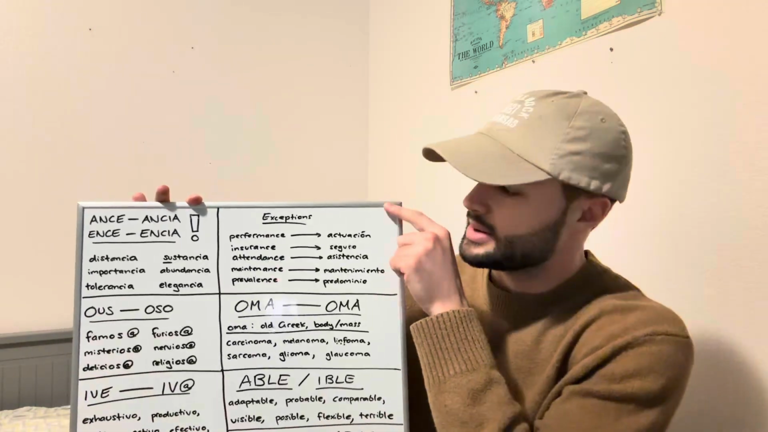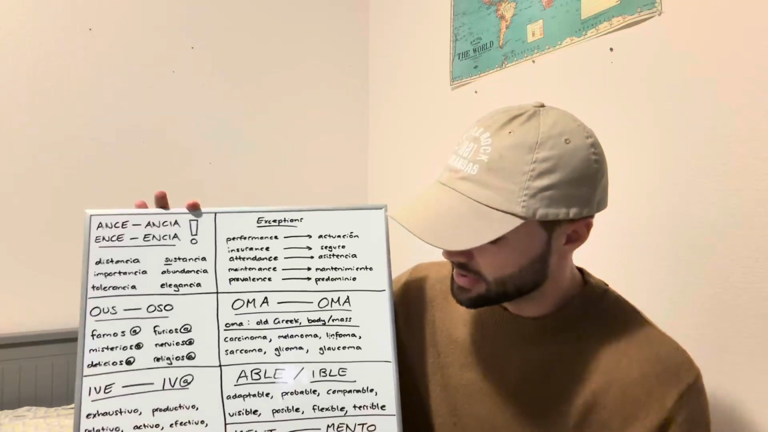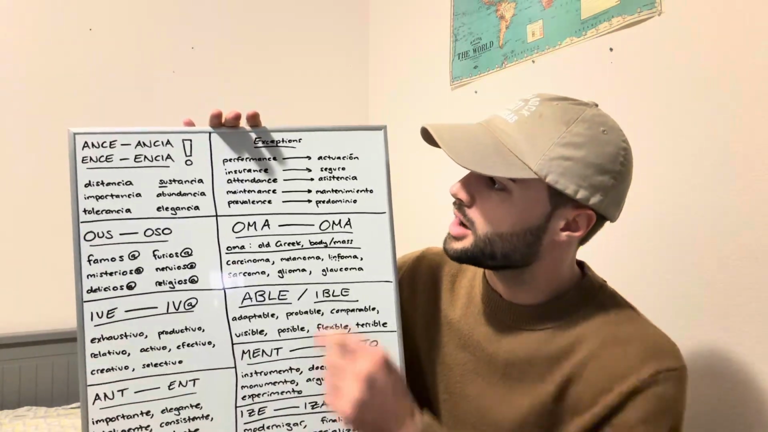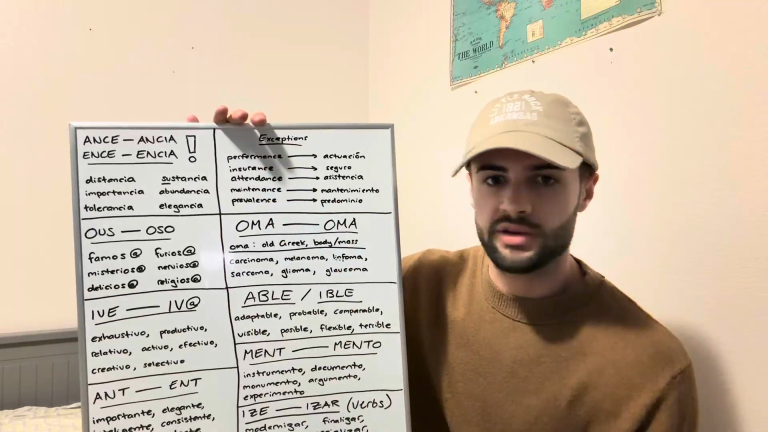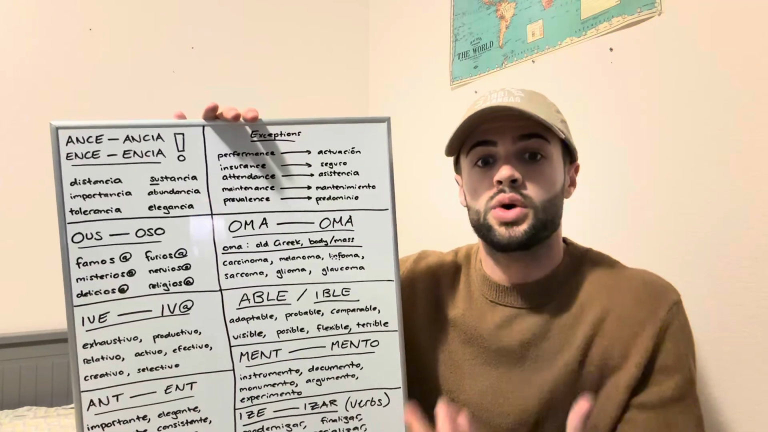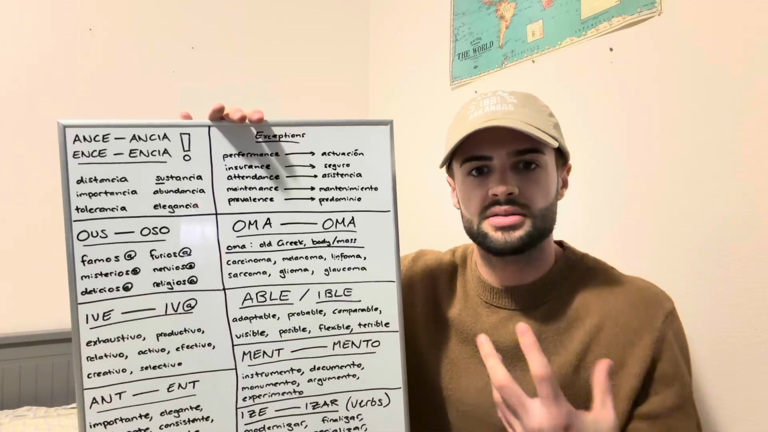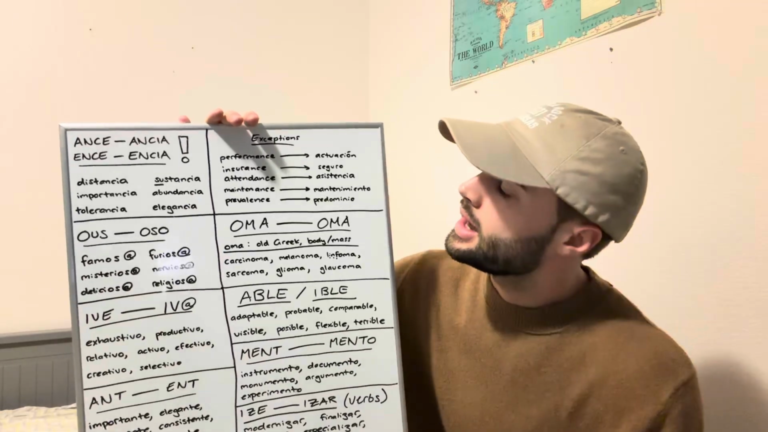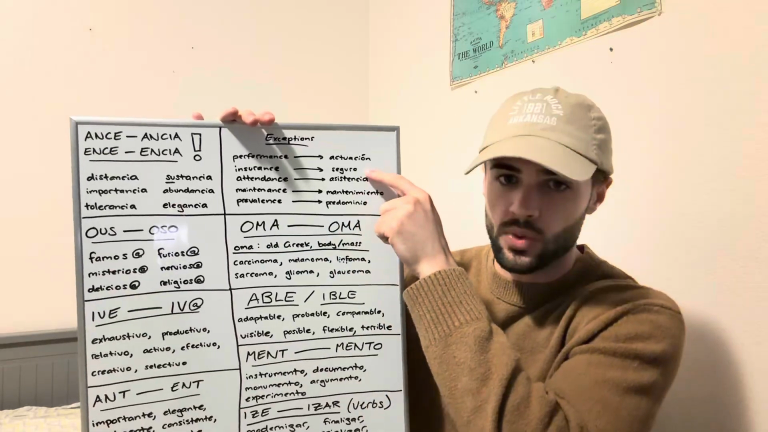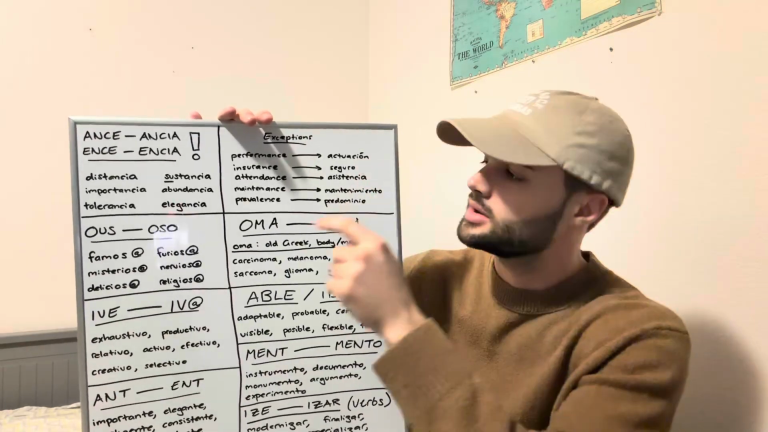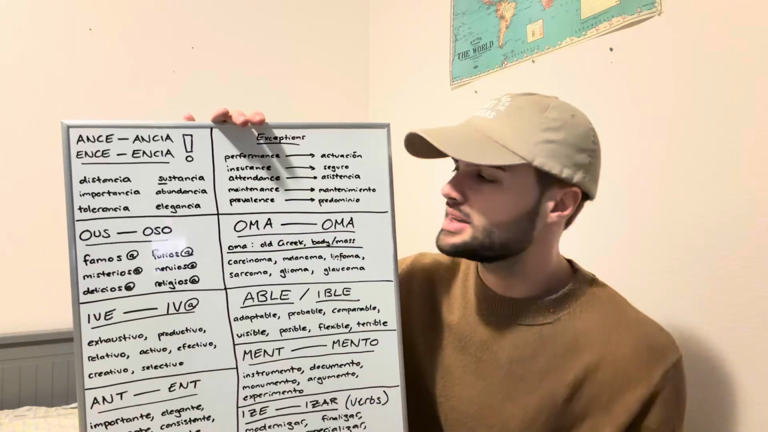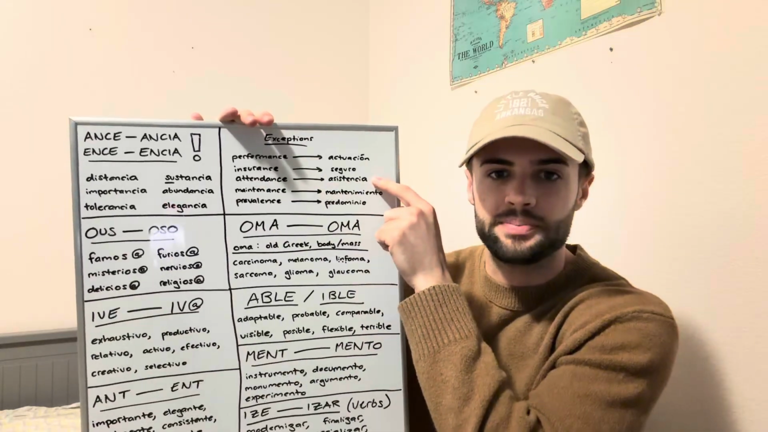So exceptions to these ones here, because there are many, and so I just wanted to cover a couple that are common. Performance is not performancia, it is actuación, which comes from the verb actuar, which means to act, behave in a certain way, right? Insurance is not insurancia, it's seguro, very common word that you ought to know. Attendance is not atendancia, it's asistencia.